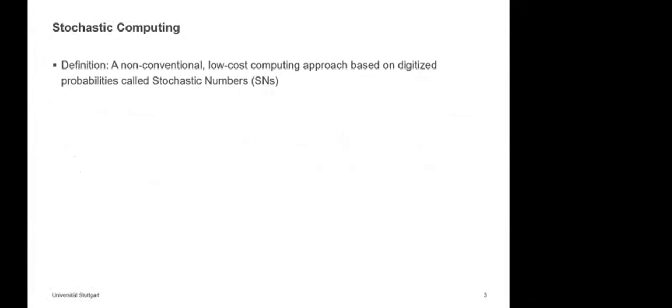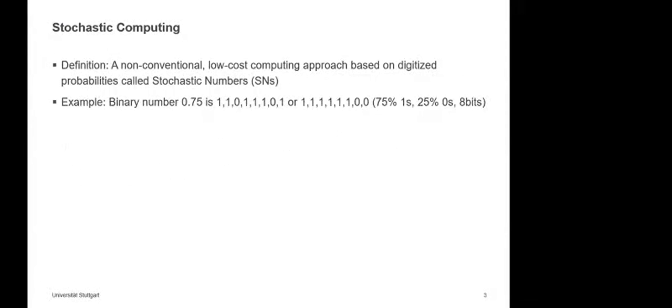Stochastic computing is a non-conventional low-cost approach where numbers are treated as digitized probabilities. Such numbers are called stochastic numbers. For example, the number 0.75 can be represented as shown here. Both representations have 75% ones and 25% zeros. The bit stream length is 8 bits wide.